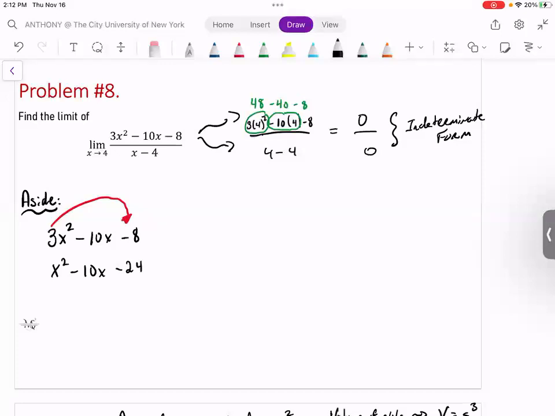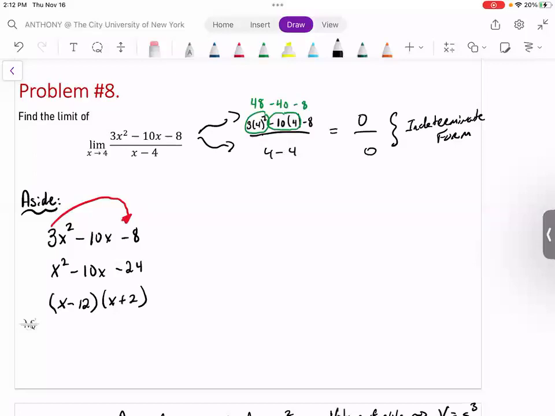Now look at this resulting trinomial. Can you think of two factors that when you multiply them give you -24, that add up to -10? Yeah, what are those two factors, Evelyn? Say louder. -12 and +2, right? x minus 12 and x plus 2. Why? Because -12 times 2 is -24, and -12 plus 2 is just -10.